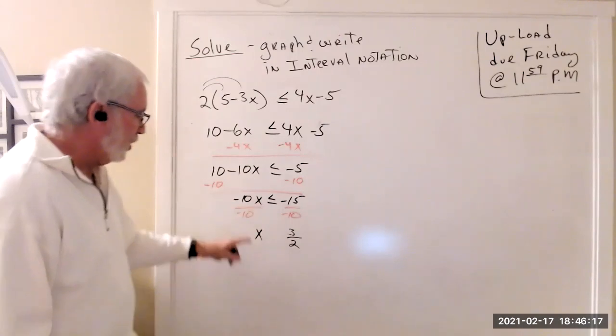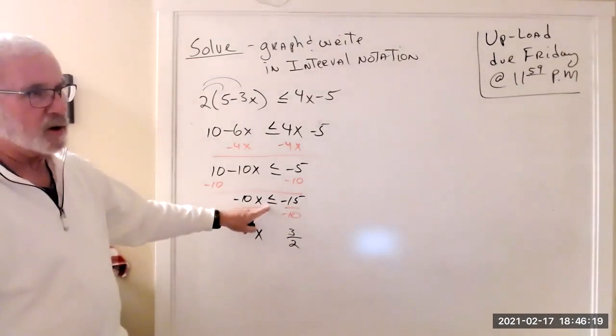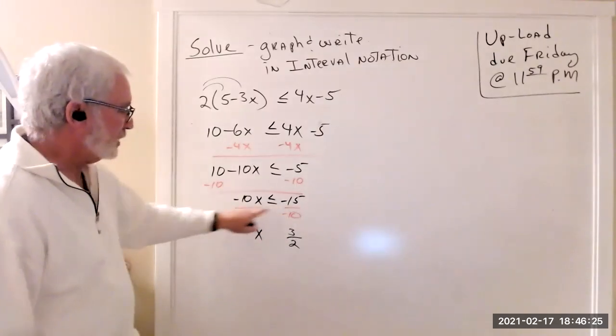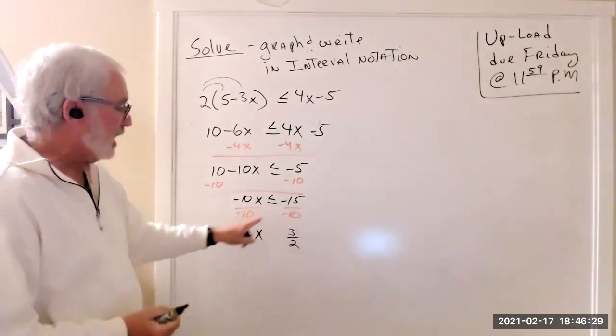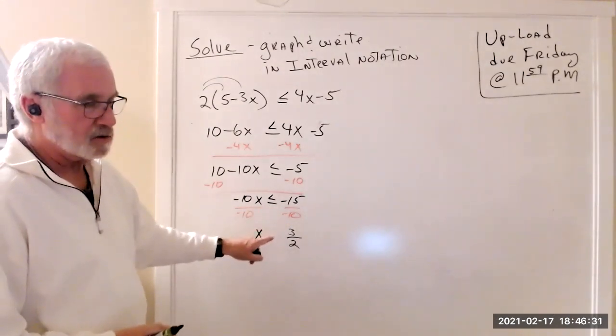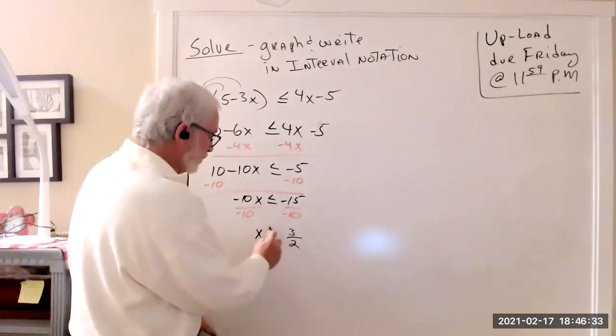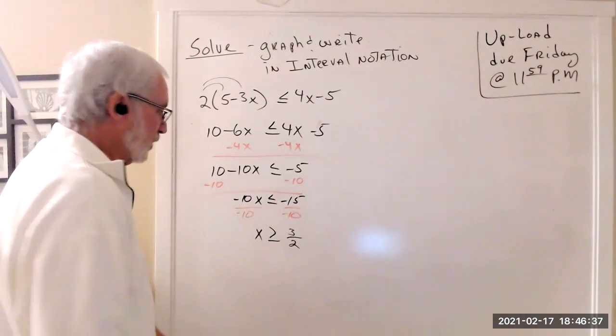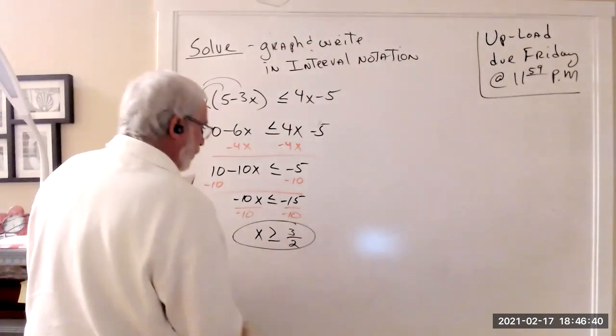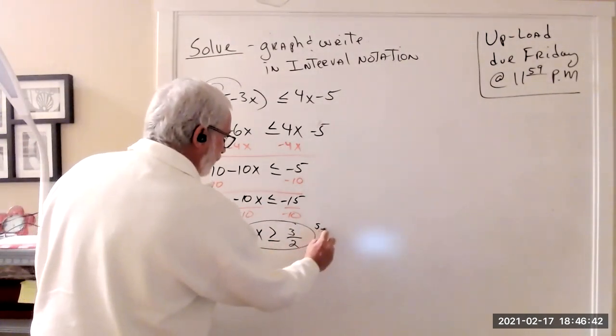Question to everyone. What about that inequality? Do I flip it? Yes. When you divide both sides or multiply both sides by a negative number, it flips the inequality. So this flips over to be greater than or equal to. Okay. So this is what's called set notation.